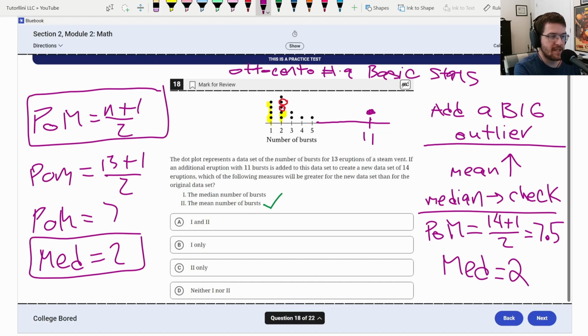Okay, so the median stayed the same, and the question very clearly says, will it be greater? And no, the median's not going to be greater. It stayed the same. So 1 is wrong. So the answer to this question is Roman numeral 2 only, which is C.